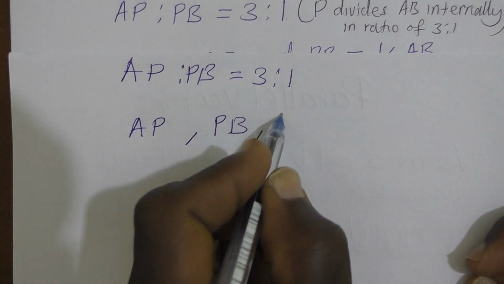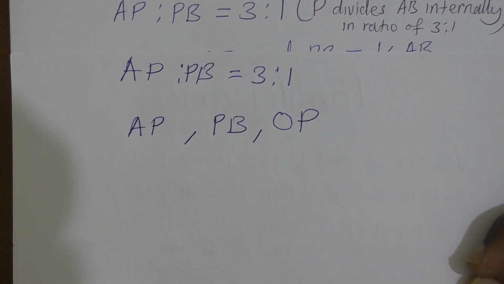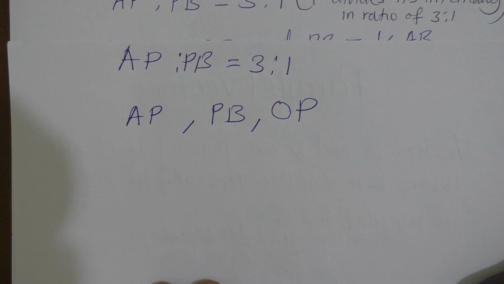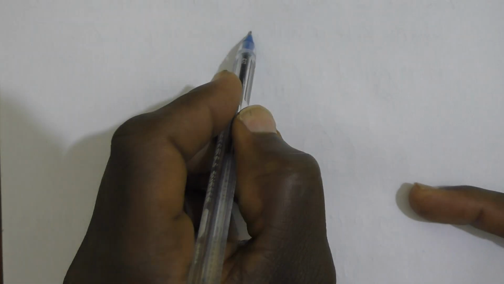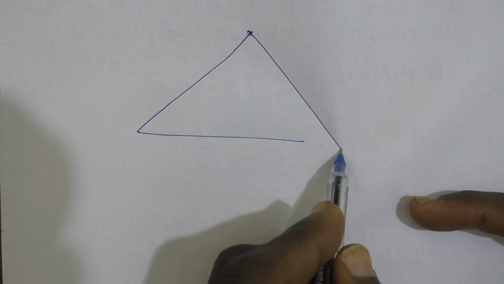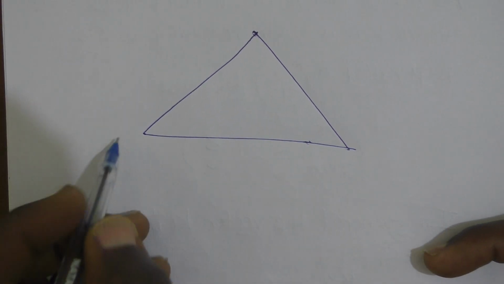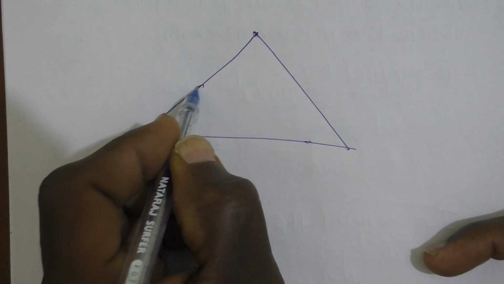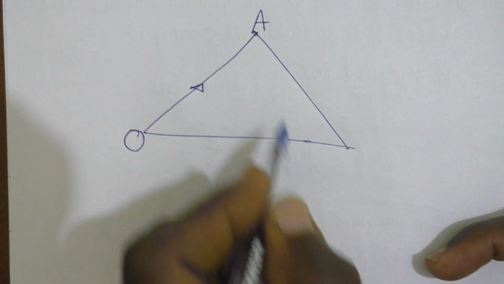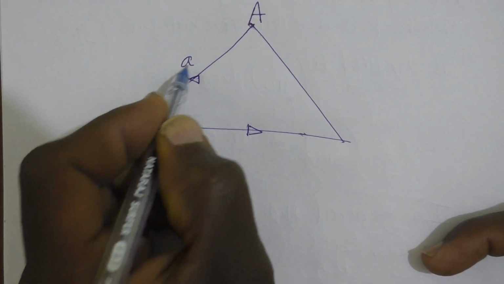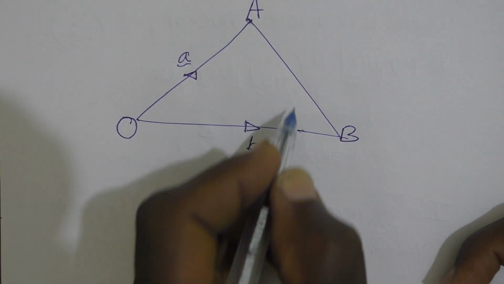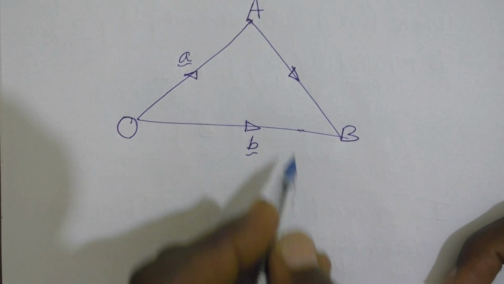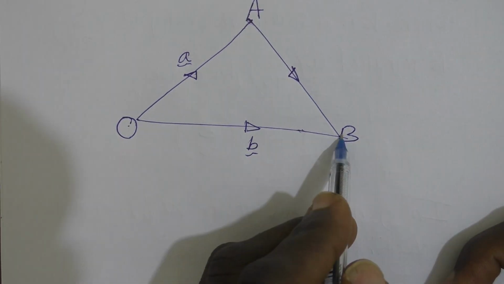Or even vector OP? This is what we shall be looking at, and maybe how to get that. I'm going to set a simple example on this. I will use a triangle from the origin. This is point A with vector A. This is point B with vector B from the origin, and maybe the triangle is AB.